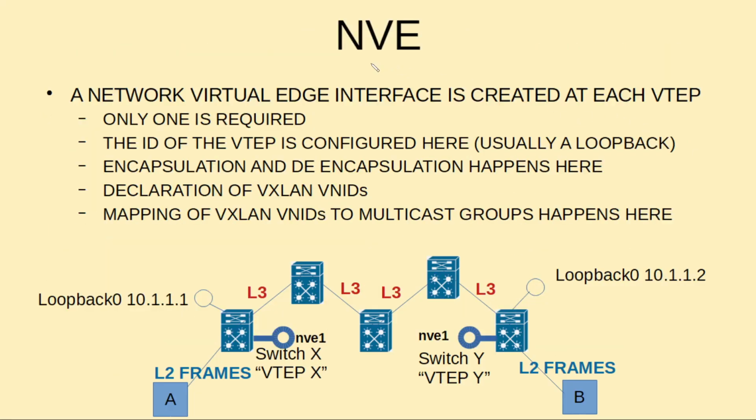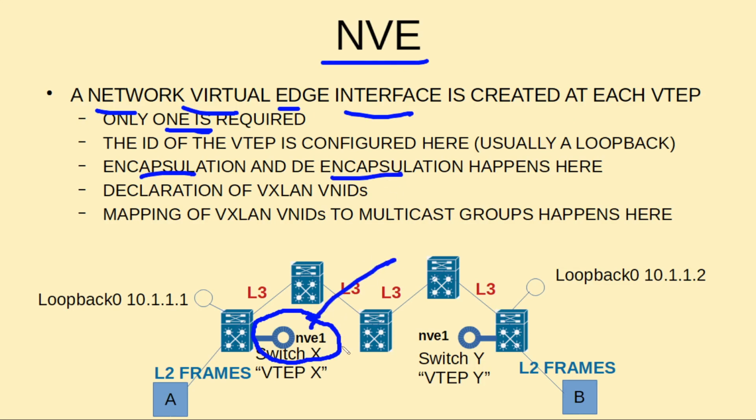Now, in order to turn your device into a VTEP, you need to configure one network virtual edge interface. Once you configure that, your device becomes a VTEP, and it can encapsulate and de-encapsulate traffic. And you can configure several things here. For instance, you can select a particular loopback whose IP address will be the VTEP ID for this device.